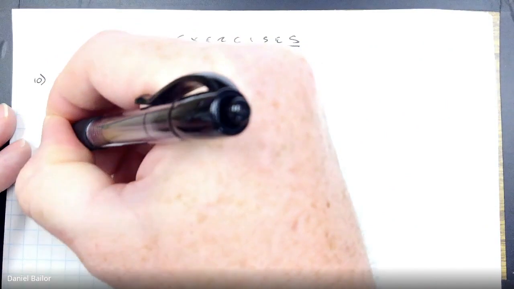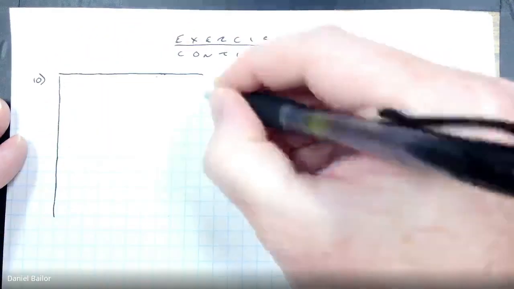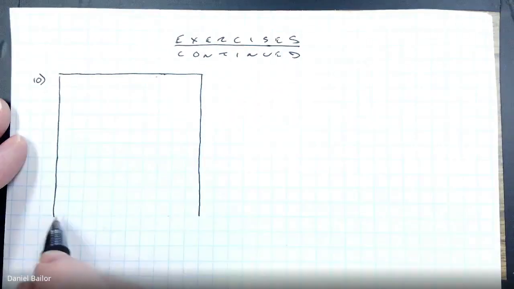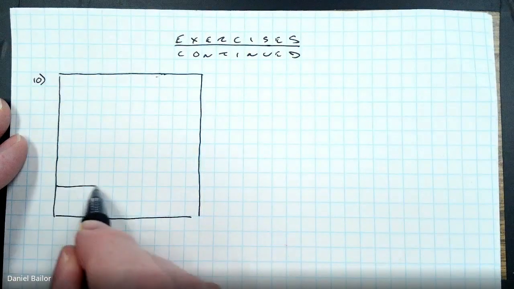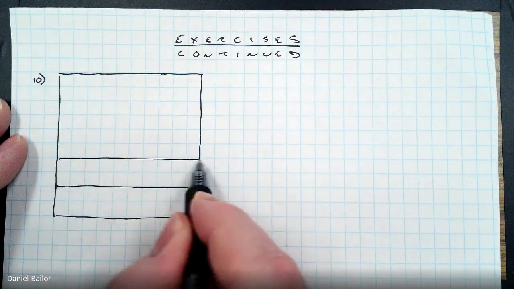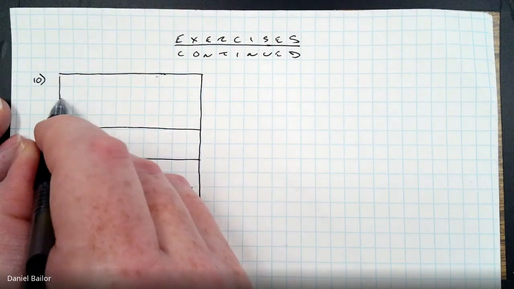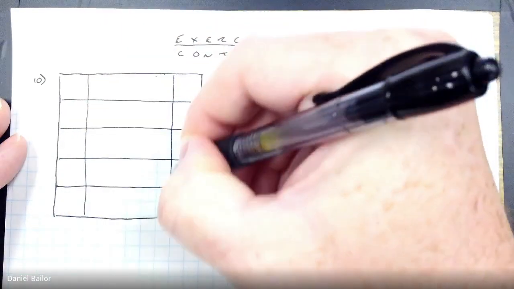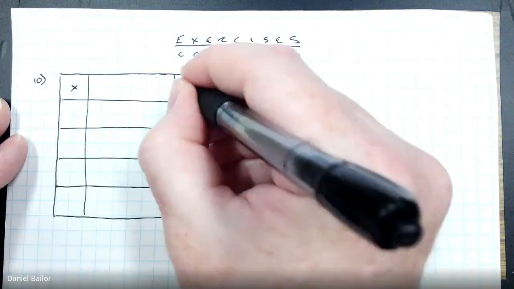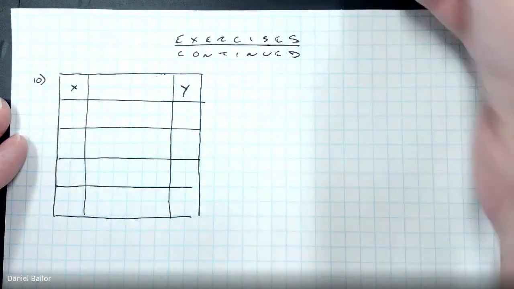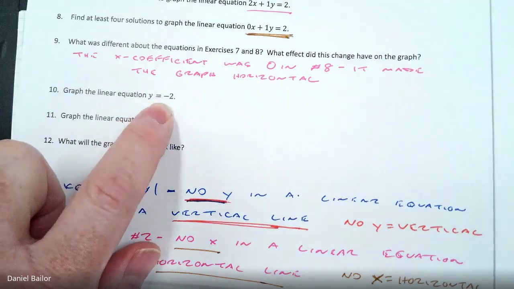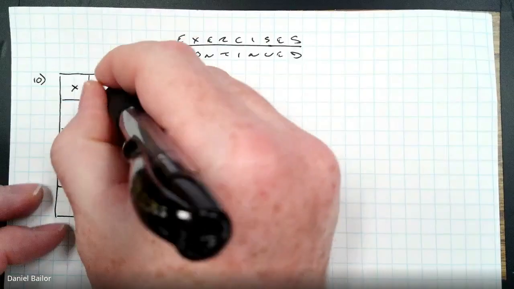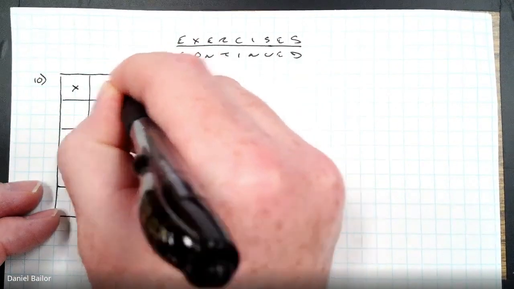1, 2, 3, 4, 5, and make it line up. Connect it. Build my rows. Build my columns. Label my columns with X. Label my columns with Y. And this time we're supposed to do y equals -2. So the equation is y equals -2.